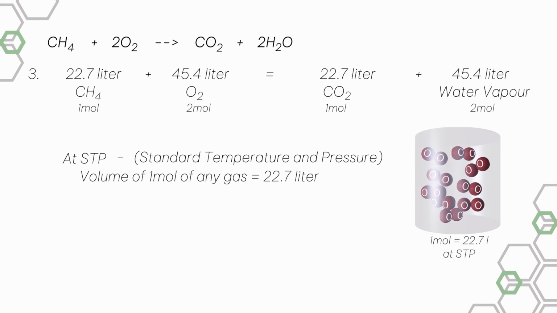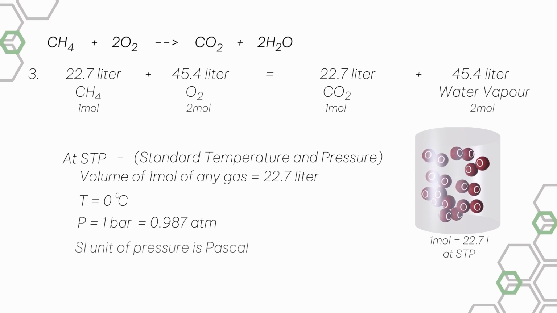Here STP means standard temperature and pressure, in which the value of temperature is 0 degrees Celsius and the value of pressure is 1 bar. 1 bar is approximately equal to 1 atmospheric pressure. The SI unit of pressure is Pascal, and there are 10 to the power 5 Pascal in 1 bar.